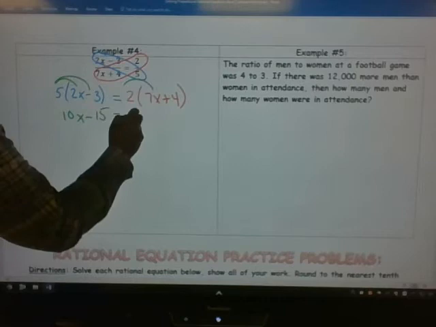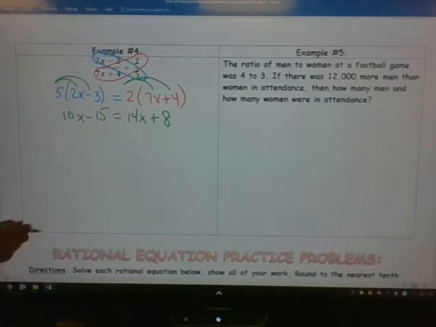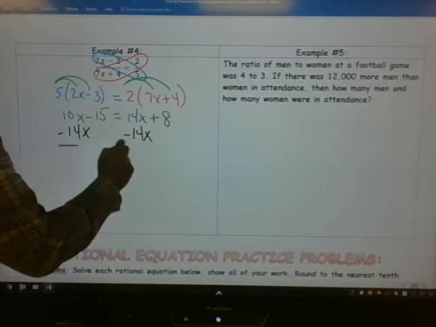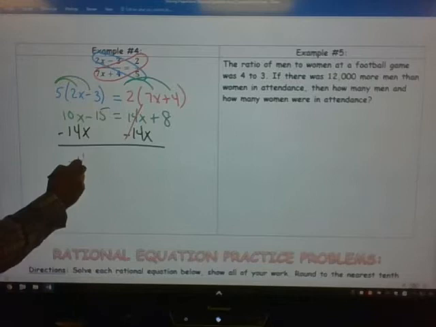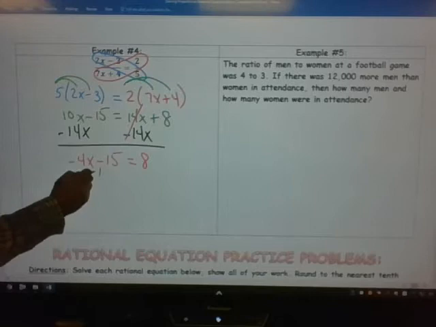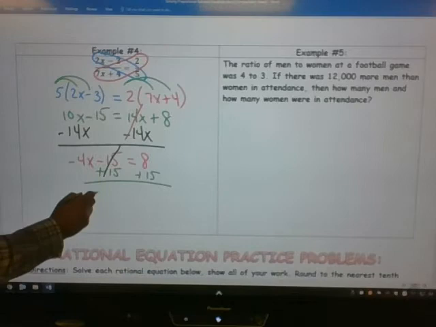We have variables on both sides, so we are going to move the 14x to the left side. That's going to leave us with a negative variable. So we're going to have 10x minus 4x is negative 4x. Minus 15 equals 8. We're going to then move the constant by adding 15 to both sides. Okay. We get negative 4x equals 24.